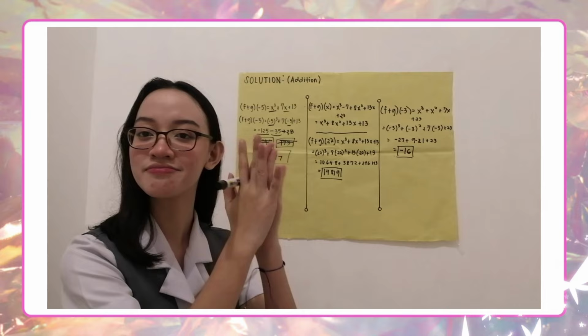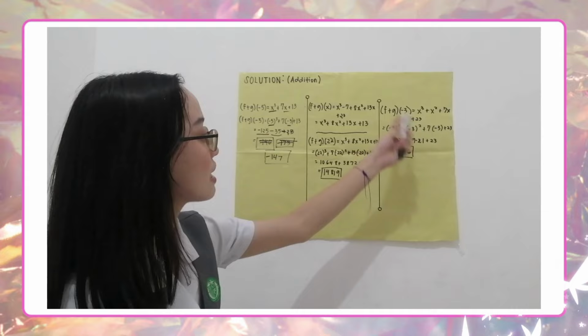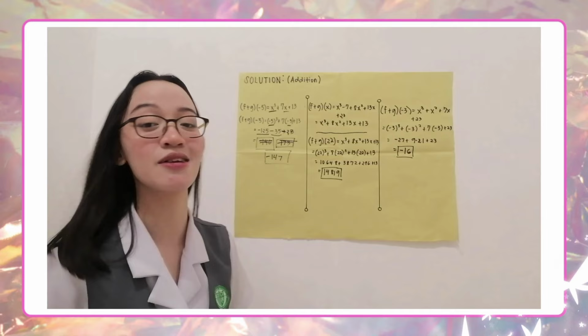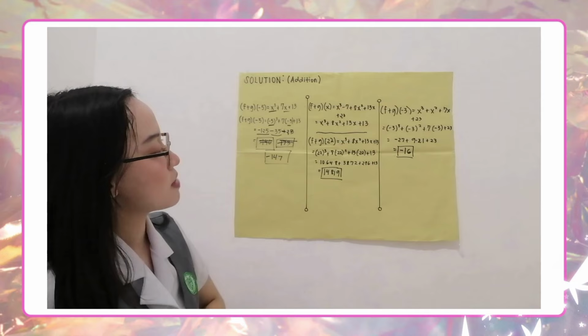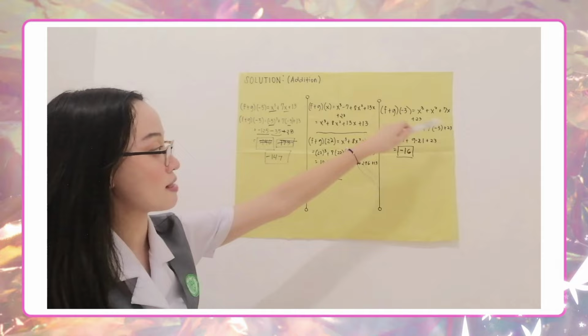Then, for the final example in addition, ayan, medyo napaikli na. Ito lang yung mahaba. Kagaya natin kanina, i-substitute natin yung x into the given, which is negative 3. So, x cubed plus x squared plus 7x plus 23. Nakikita naman natin, naka-order na siya, so hindi na natin siya kailangan ayusin.